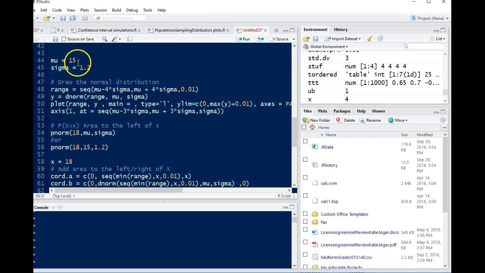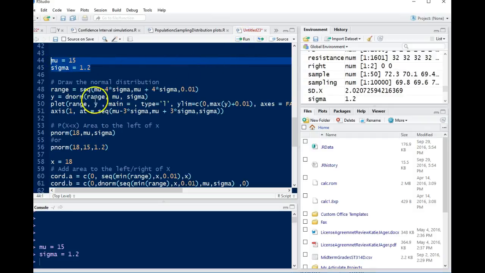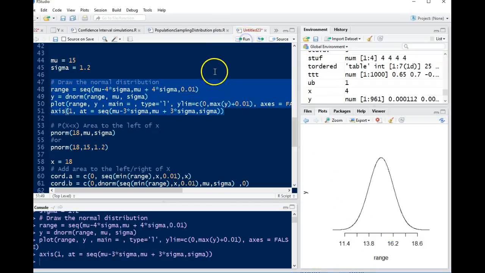So the first step is to define mu and sigma. In this example, the mean is equal to 15 kips and the standard deviation is equal to 1.2. So I'm going to define mu and sigma. Then I'm going to draw this normal distribution so I can get an idea of what it looks like. I'm going to run this section of code.